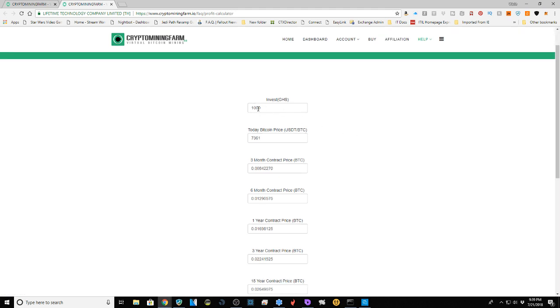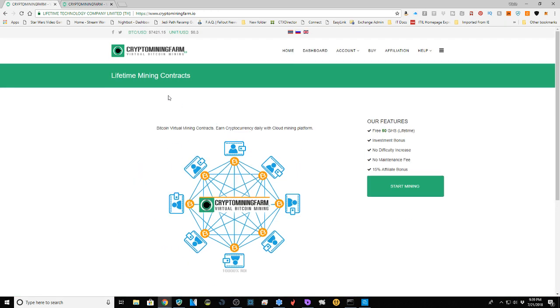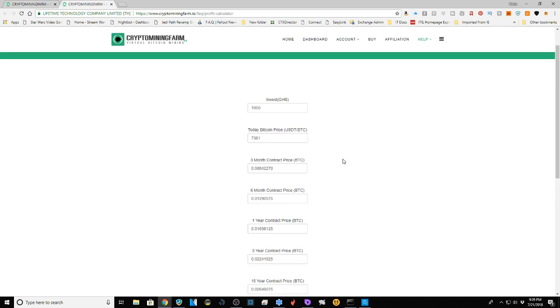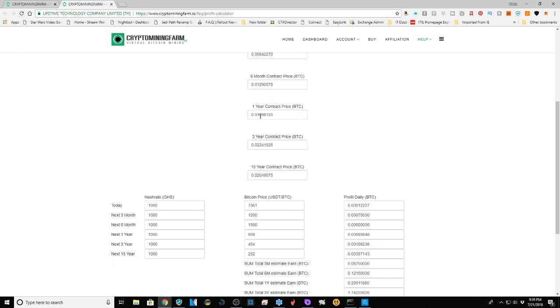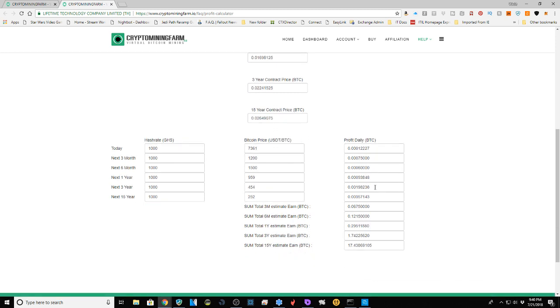So if you invest up to 1 terahash with today's Bitcoin price of 7361, which I believe is actually slightly higher as I'm making this, I don't have it in front of me, and it's been fluctuating pretty wildly all day today. If you have a 3 month contract, the price is 0.008 Bitcoins. Your 6 month contract is 0.012, 1 year is 0.16, 3 year, and they do have a 15 year, it's 0.26, is it 0.026?